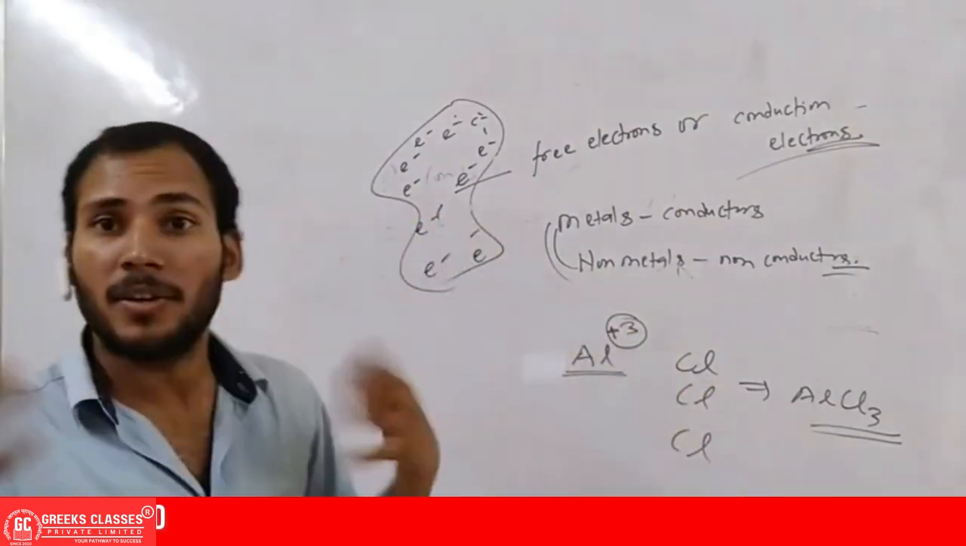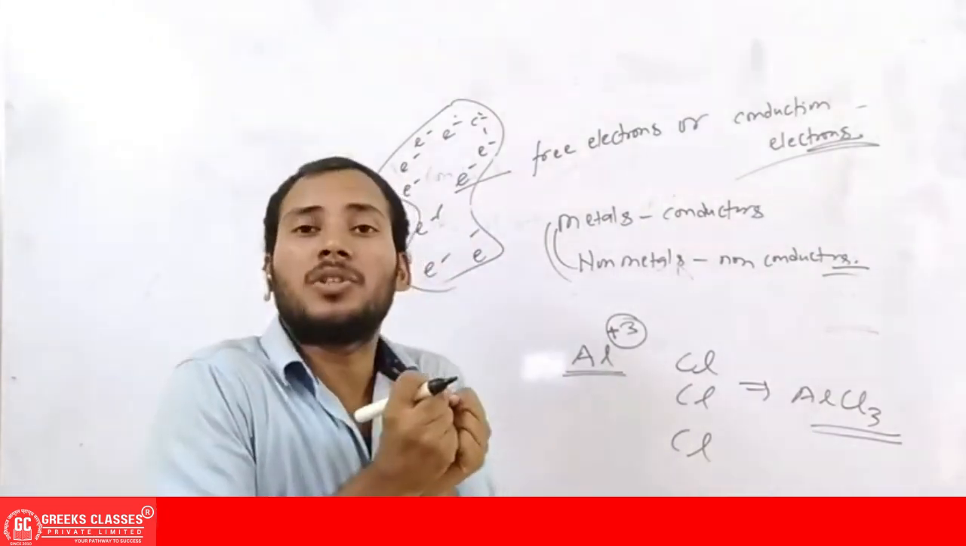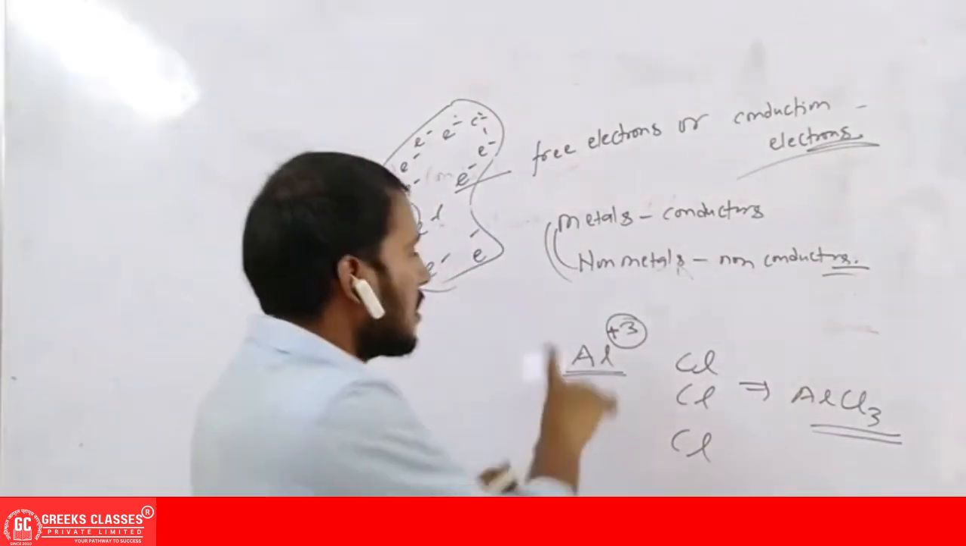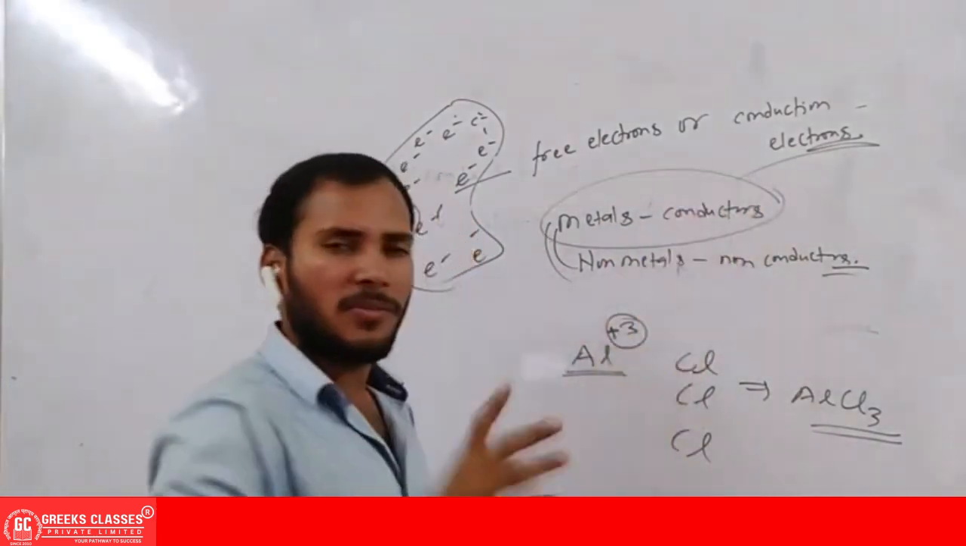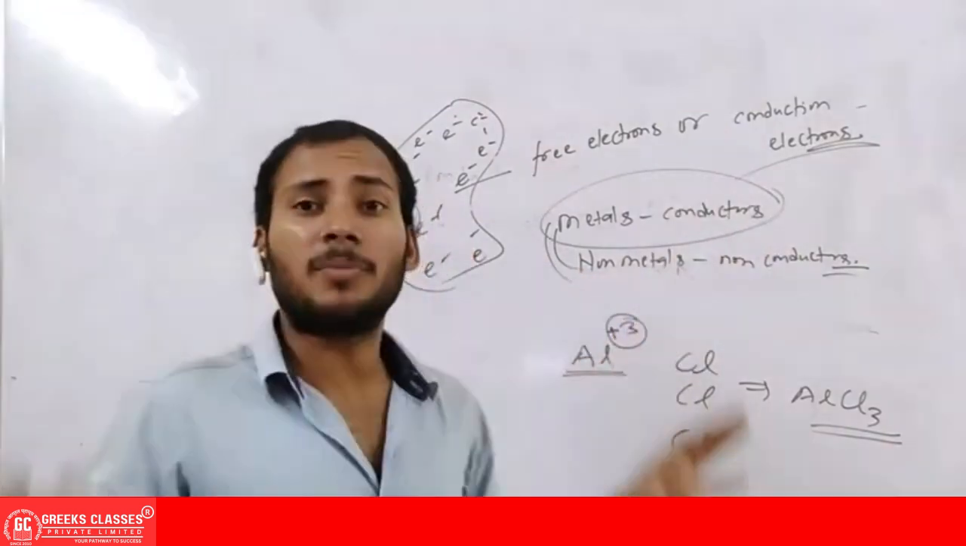Because this is a kind of insulator. It will keep its electrons with itself. There is no free electron. So that is why normally metals have free electrons and non-metals have no free electrons.